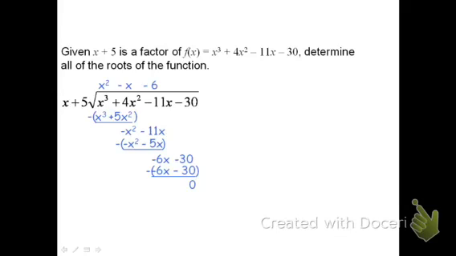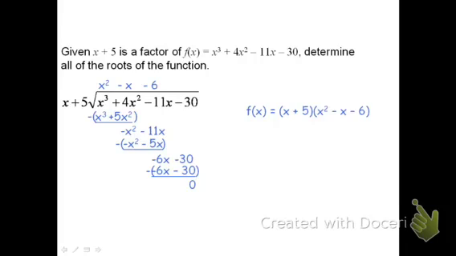I can now write the factored form of the polynomial. I know that x plus 5 is a factor, and it gives you the quotient of x squared minus x minus 6, which means f of x can be rewritten as the quantity x plus 5 times the quantity x squared minus x minus 6.